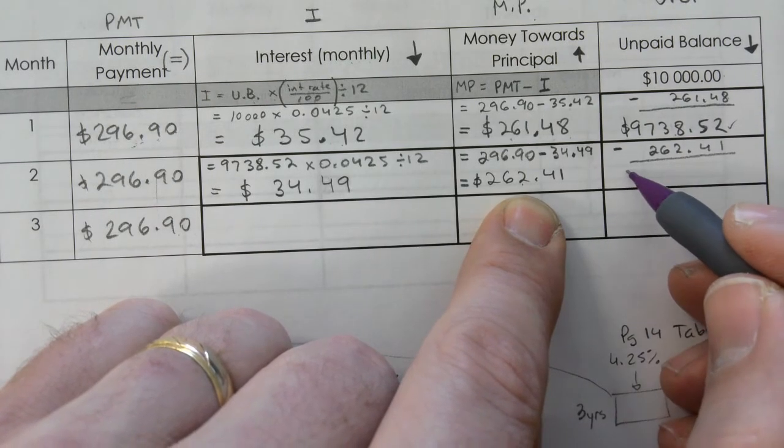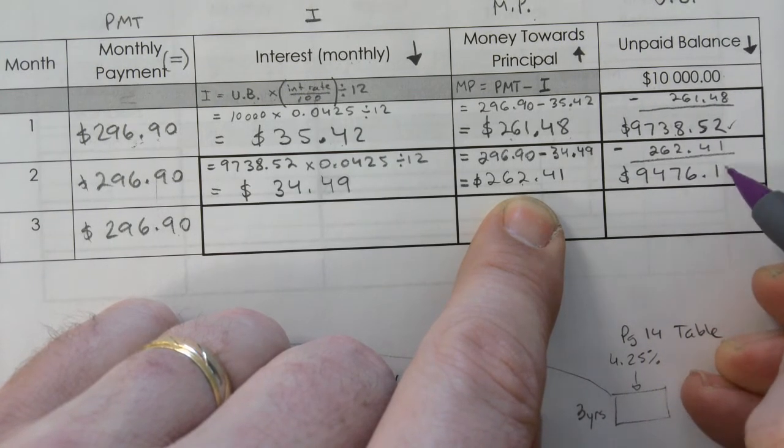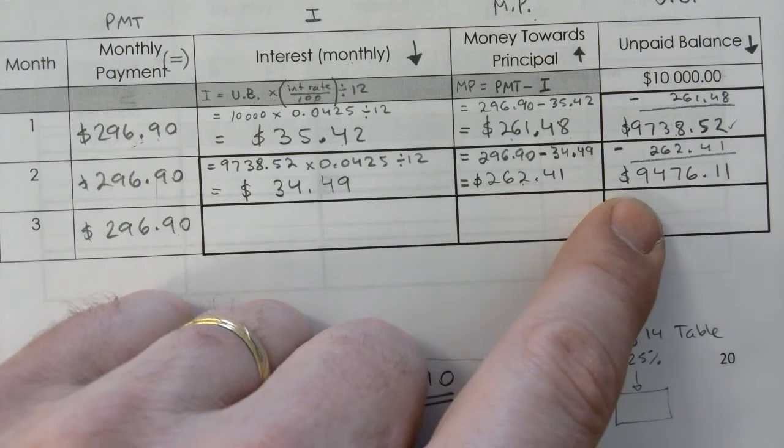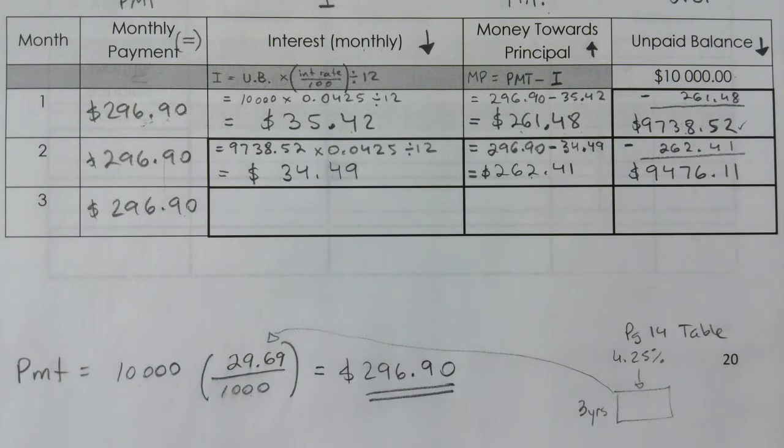So that's 94.76.11. So 2 months is done, right? Obviously they use spreadsheets for this. They don't do this for every month. They have a computer that does all of that, but this is how it works. And they want us to teach you that.